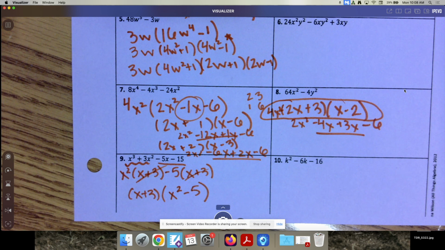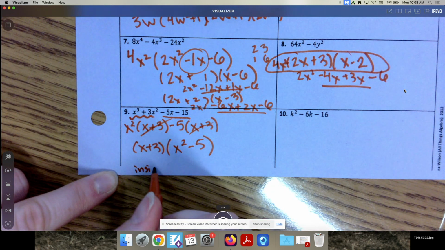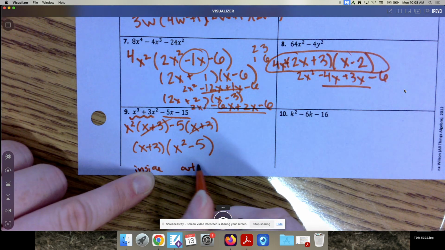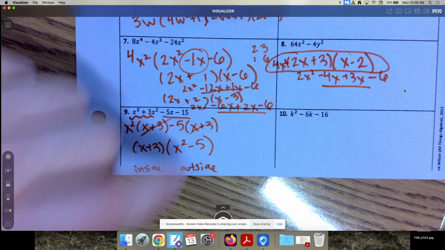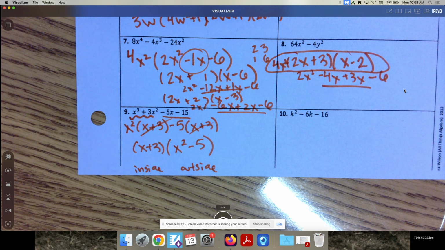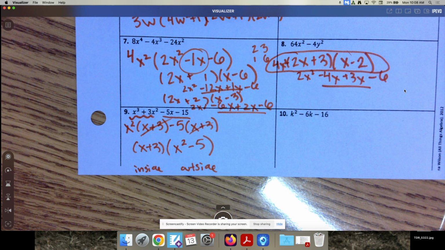Whenever you factor these, remember it's always an inside outside thing. So inside of our parentheses was x plus 3. Outside of our parentheses was x squared minus 5. Can either of these be broken down anymore? No, 5 is not a perfect square. So not everything can go multiple times. You really got to look to see what's left over. 5's not a perfect square, so we can't split it into the 2 and 2 or the 1 and the 1. All right, flip it on over.